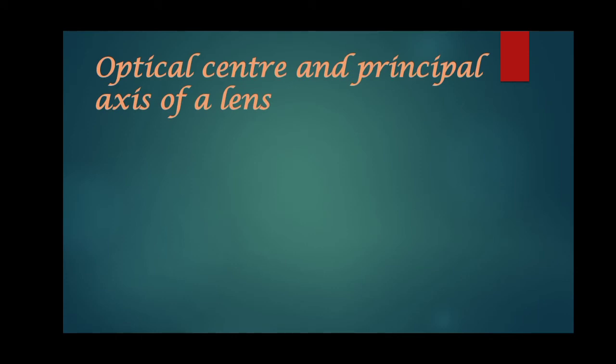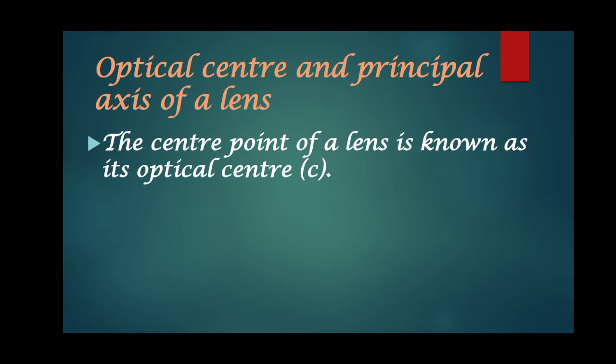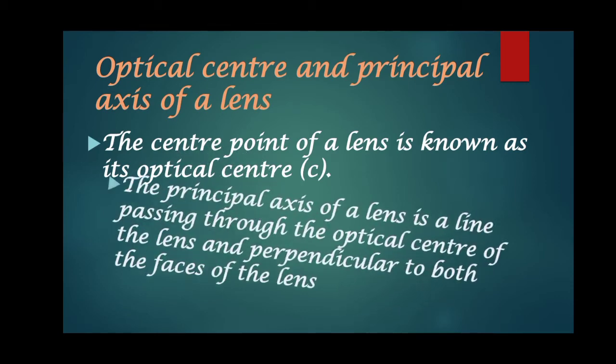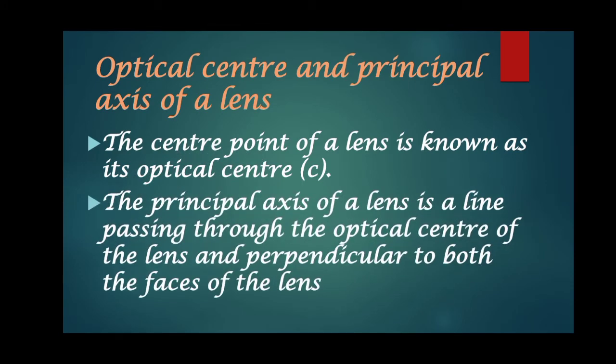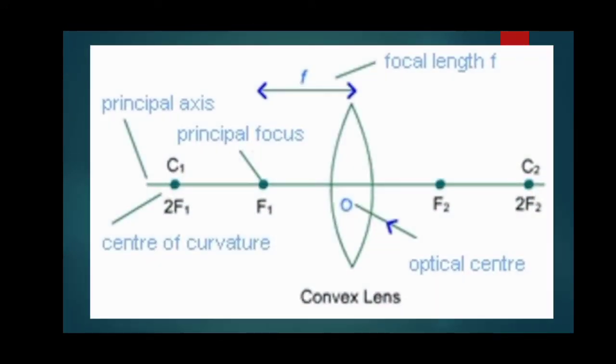Optical center and principal axis of a lens. The center point of a lens is known as its optical center, represented by the letter C. The principal axis of a lens is a line passing through the optical center of the lens and perpendicular to both the faces of the lens.